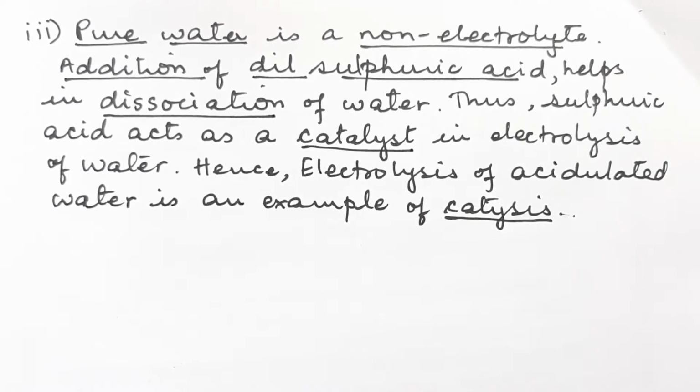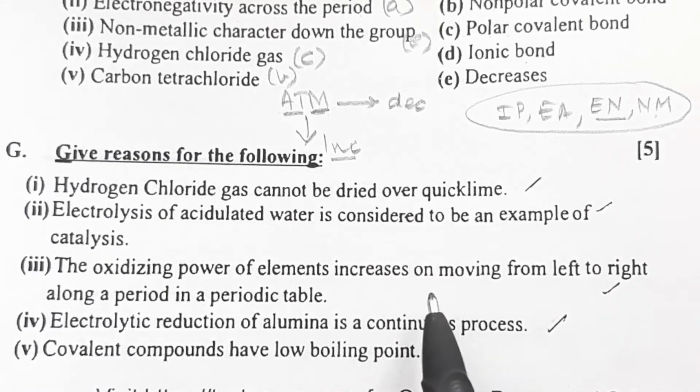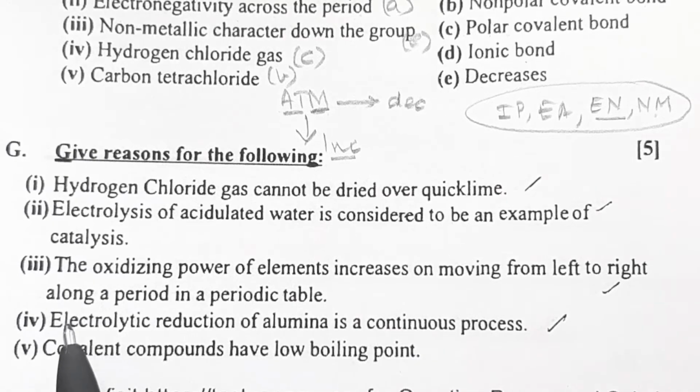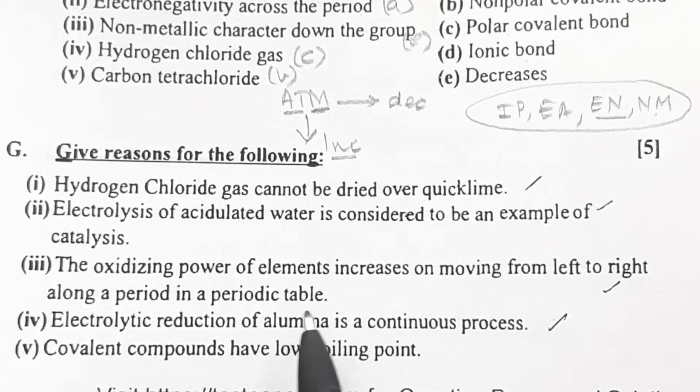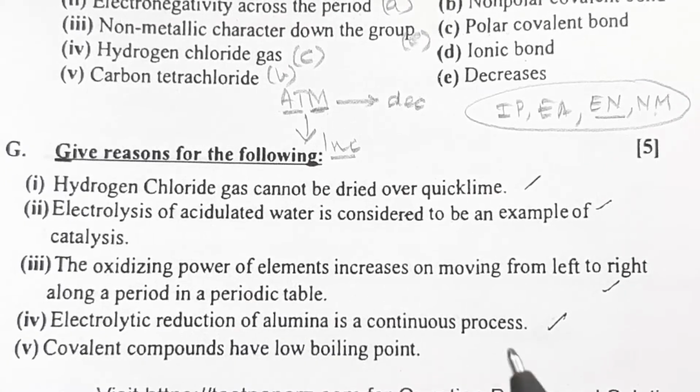Let's look at the fourth subpart. The oxidizing power of elements increases on moving from left to right along the period in the periodic table. Now, oxidizing power of elements.